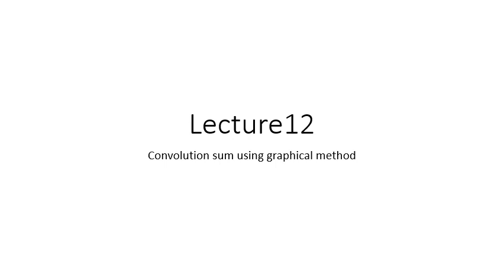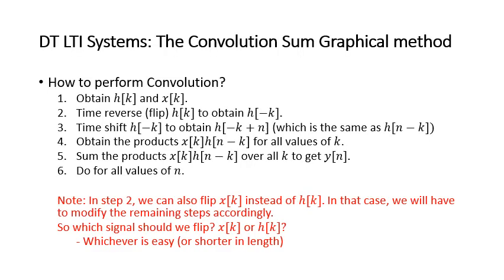Today we are going to discuss the second method of finding the convolution, and this is the graphical method. In comparison with the previous method, which was finding the convolution sum using a formula or equation, this one is pretty simple, and it requires a lot less effort. So this is how we are going to find the convolution sum.